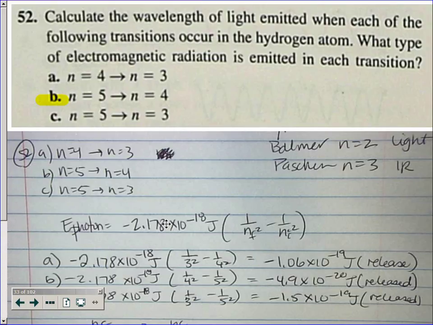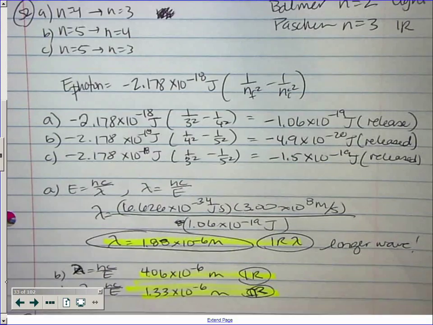Rydberg's equation. So once we get that energy, we can convert that to wavelength very easily. So, energy of photon, Rydberg's constant, 1 over n final squared minus 1 over n initial squared. So plugging in that information, you get all these joules of energy released.